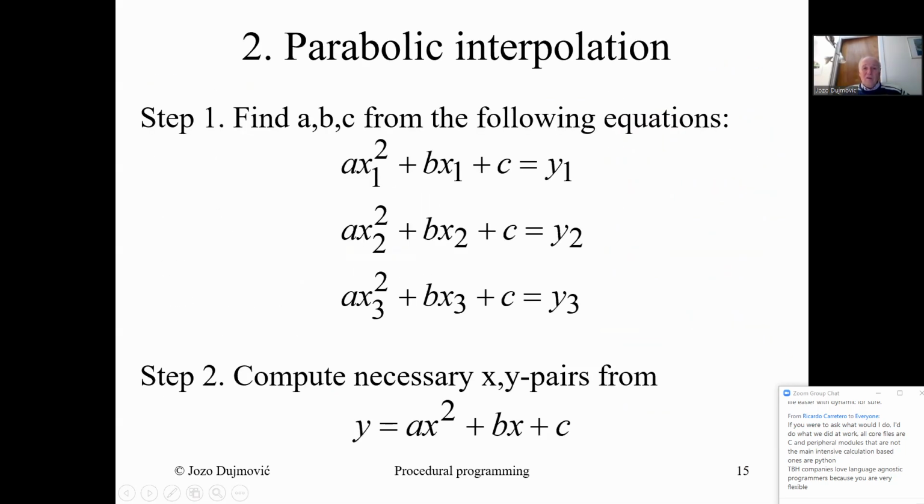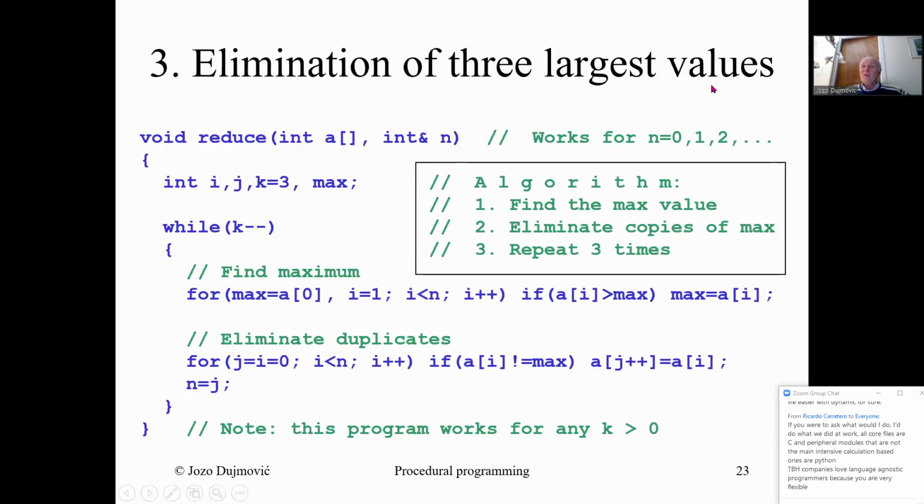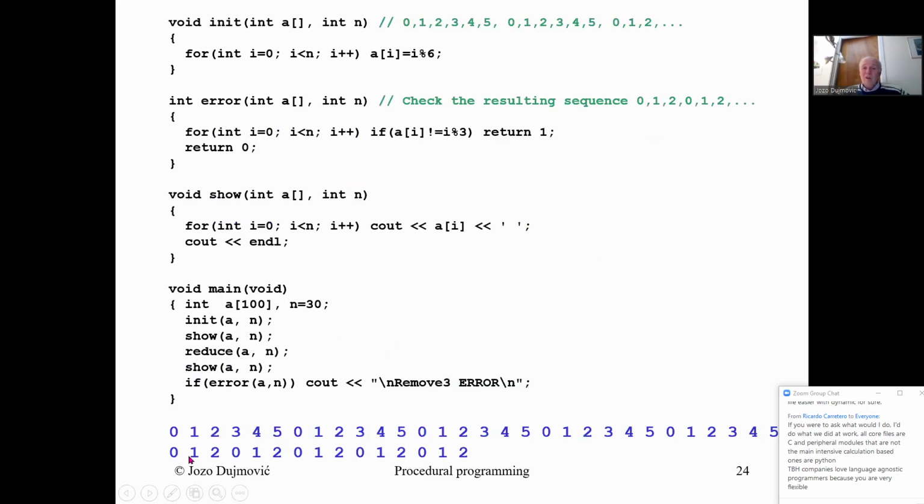And then this was not given to you for this exam, for this case. We had elimination of the 3 largest values. So you have an array of numbers, and you want to eliminate the 3 largest values. So you have 0, 1, 2, 3, 4, 5, 0, 1, 2, 3, 4, 5. I repeat this in my original array. And then I want to eliminate the 3 largest values, which are here, 3, 4, and 5. So what I have to get as the result is 0, 1, 2, 0, 1, 2, 0, 1, 2, 0, 1, 2.